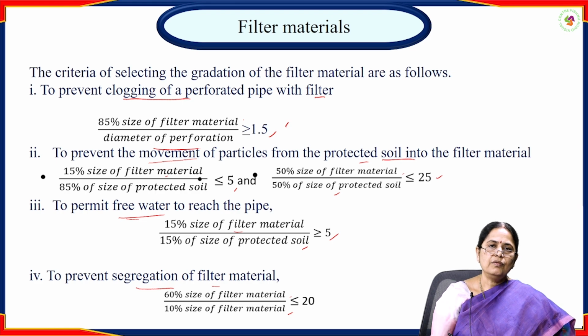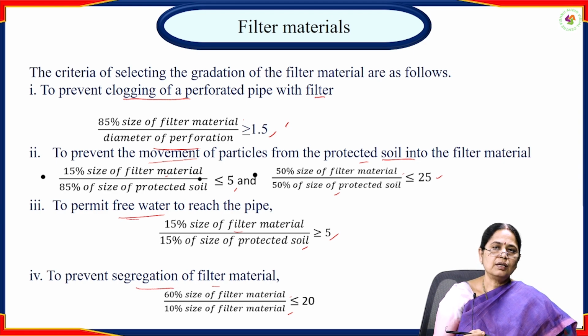So, today we have seen the functions of subsurface drainage, the design of base course material, the design of drain for subgrade and intercepting drain, the different types of materials used, and the criteria for filter material.